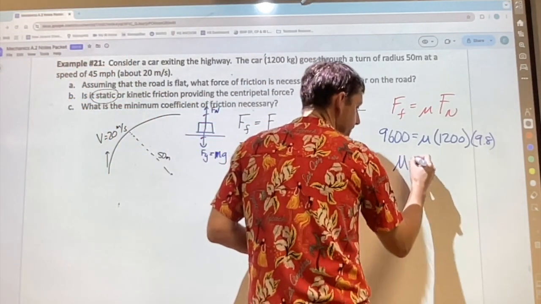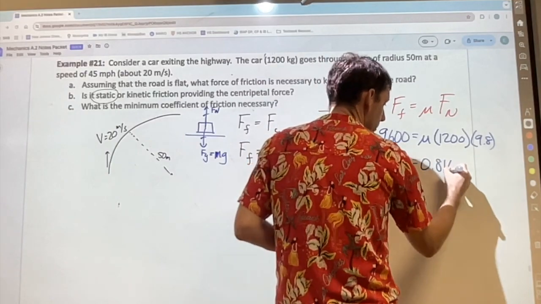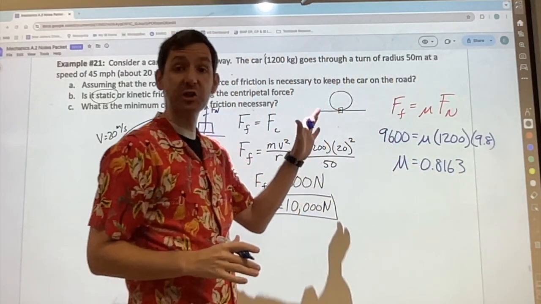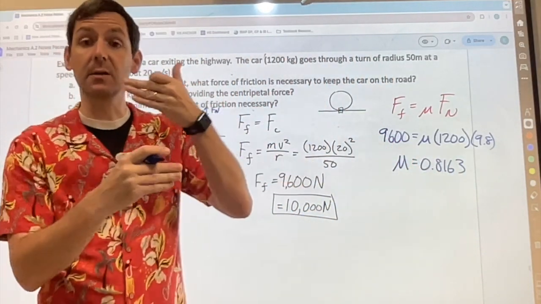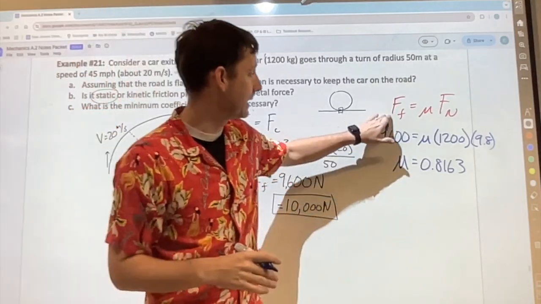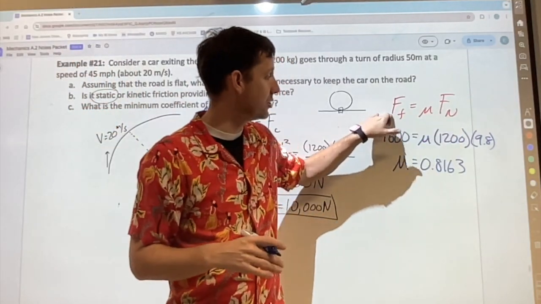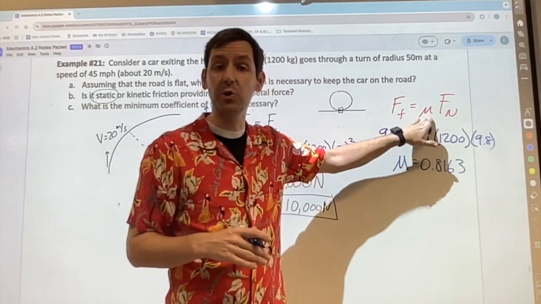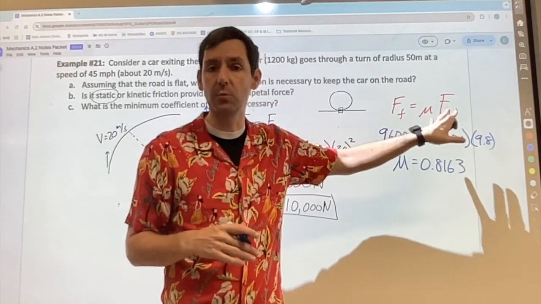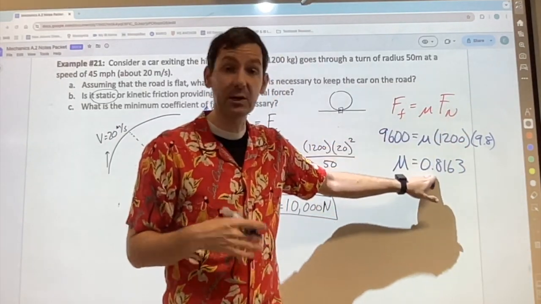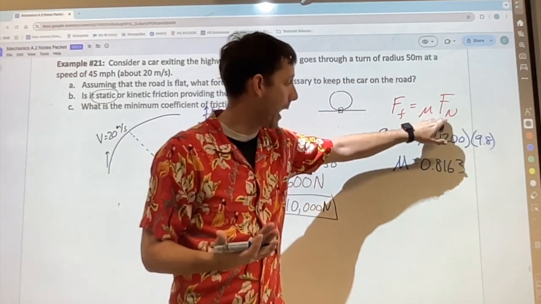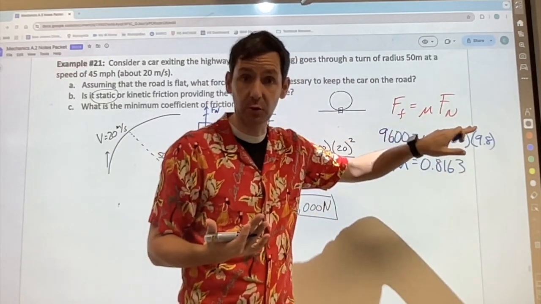Okay? Remember that coefficient does not have units because it's in comparison. It's connecting these two. This is in newtons, this is in newtons. If that had units, these two sides wouldn't be equal anymore. It just is a ratio of how much friction is there based off of a normal force.